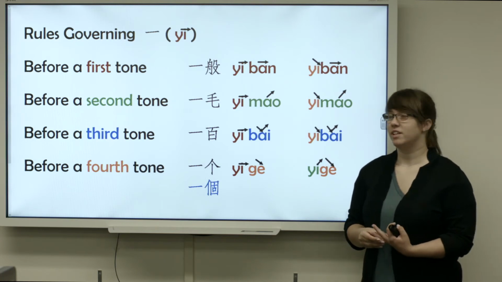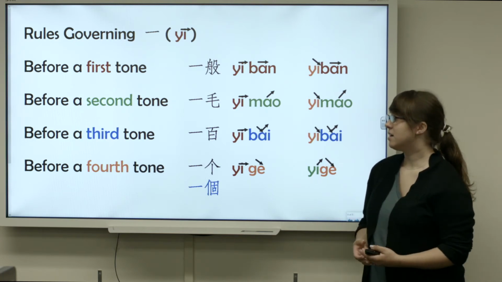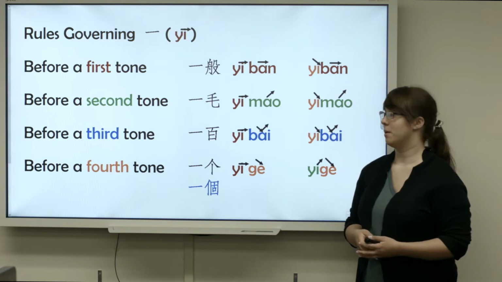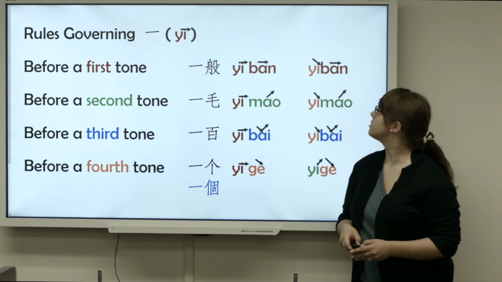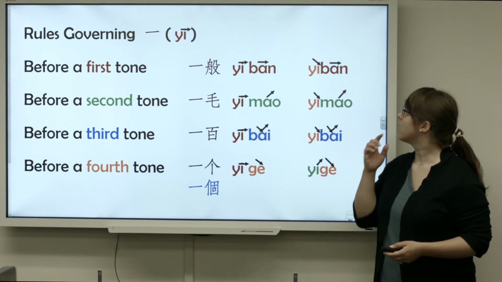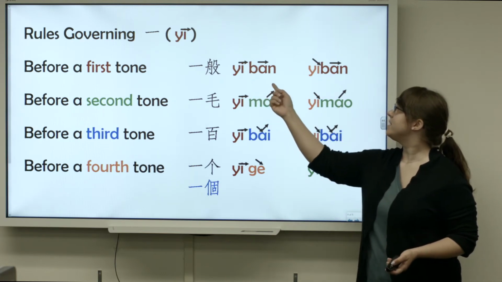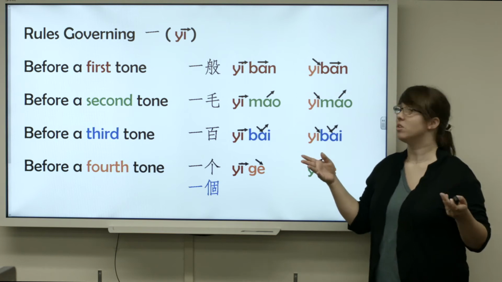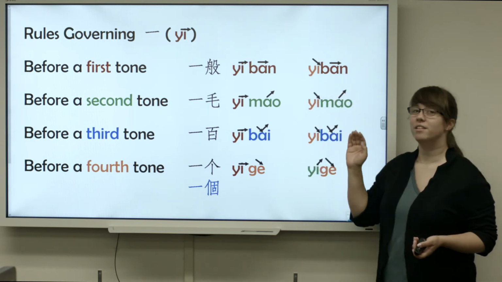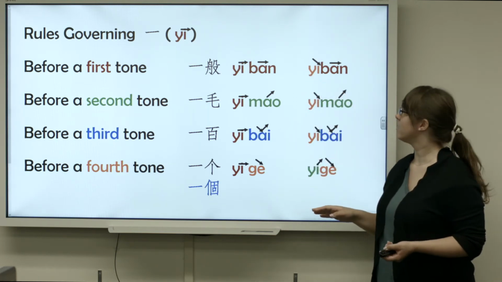Next are some rules governing 一. 一 by itself has the first tone, but when 一 comes before a first tone, it becomes a fourth tone. So 一般, meaning in general, becomes 一般.